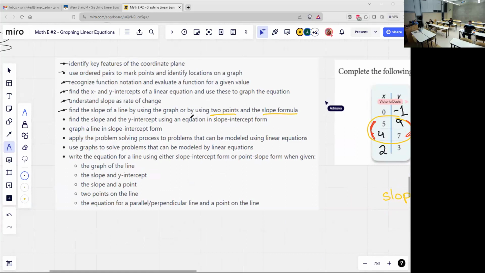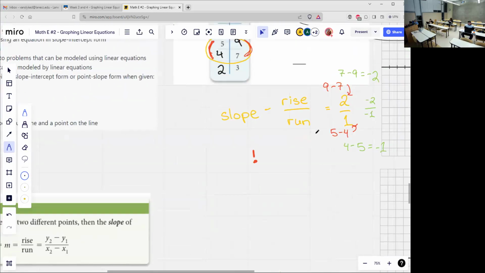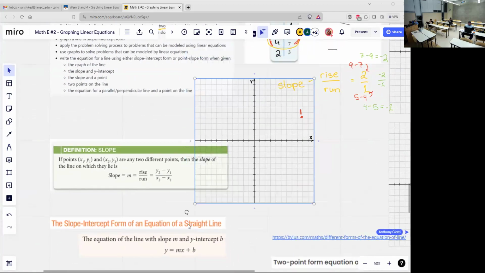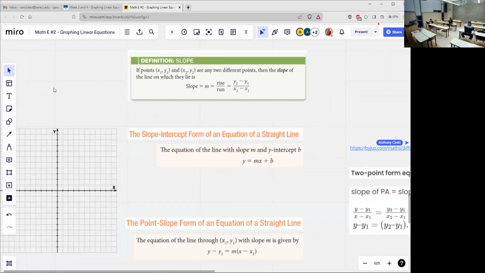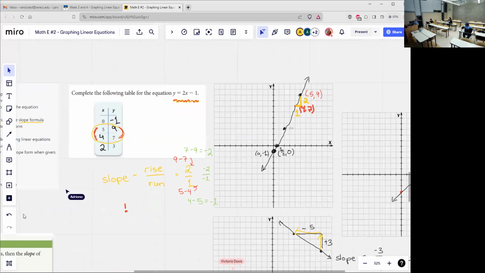Okay, find the slope and y-intercept of an equation in slope-intercept form. Let's talk about that. So here's some things I copied to have nice font. Slope is rise over run. What we call slope intercept form is y equals mx plus b. That b works out to be where it crosses the y-axis. So in the equation that had -1, it crossed at -1. And so on like that.